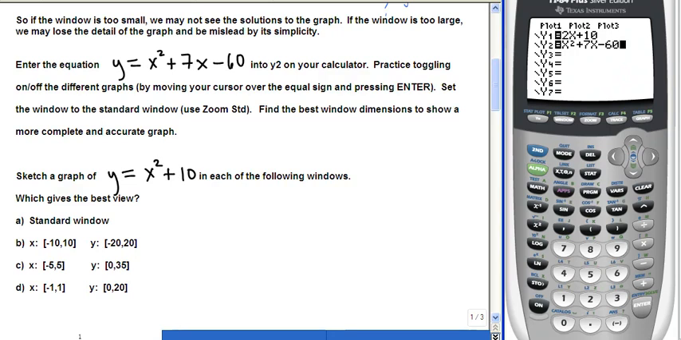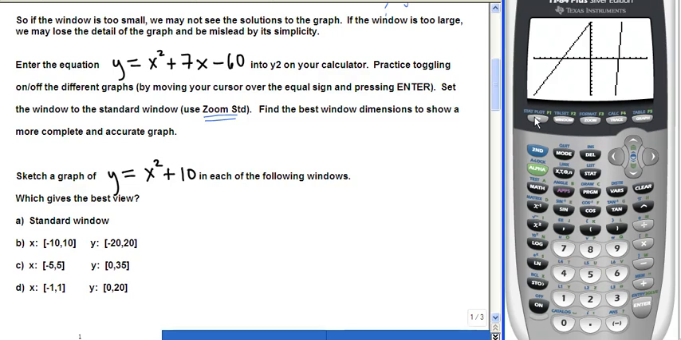And remember that the easiest way to do that is to use that zoom standard command, which is under zoom across the top here, number 6. So I'm just going to go ahead and hit 6, and that automatically makes my dimensions -10 to 10 for the x's, -10 to 10 for the y's. And this is what we see. Now remember from the last example, this sort of diagonal line right here was that 2x plus 10. So this piece over here must be part of my y equals x squared plus 7x minus 60.